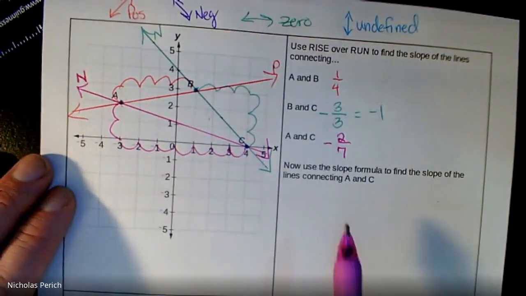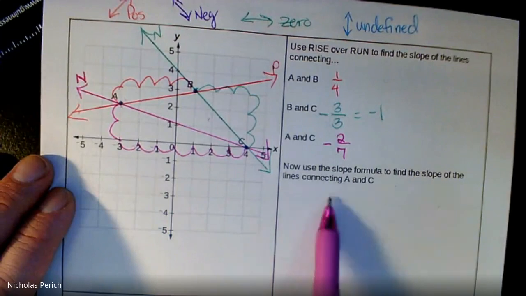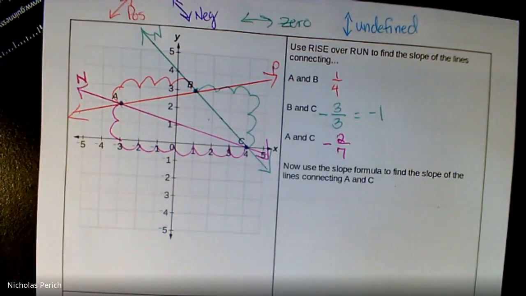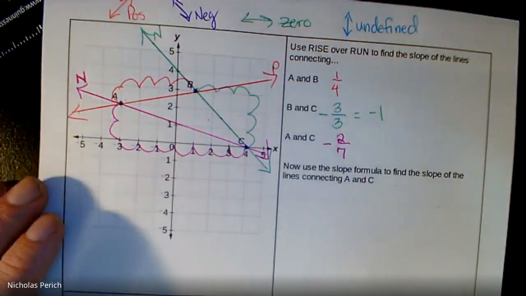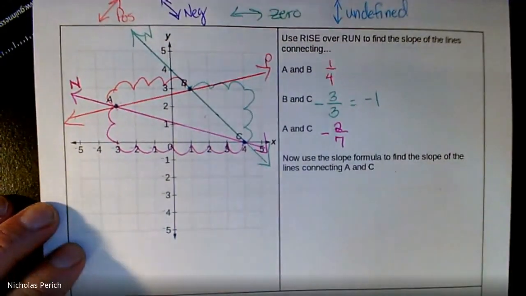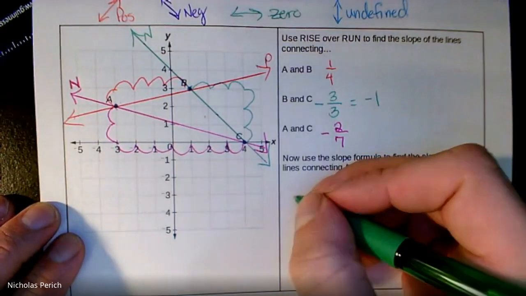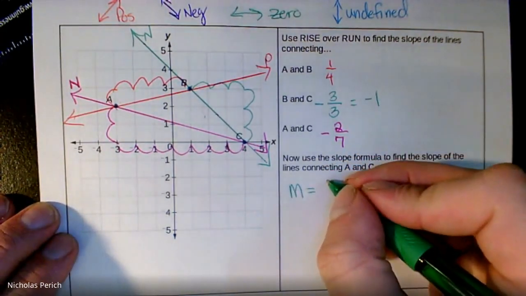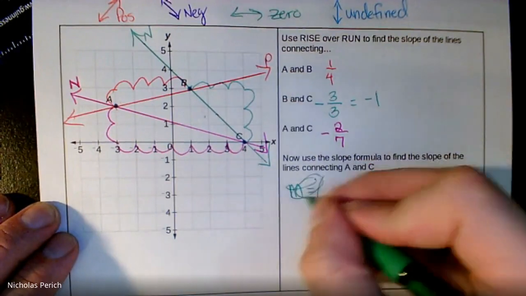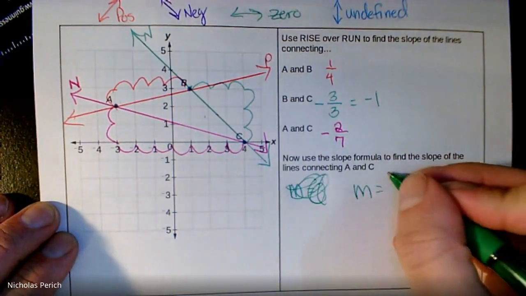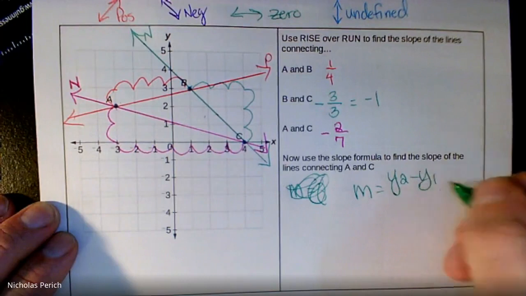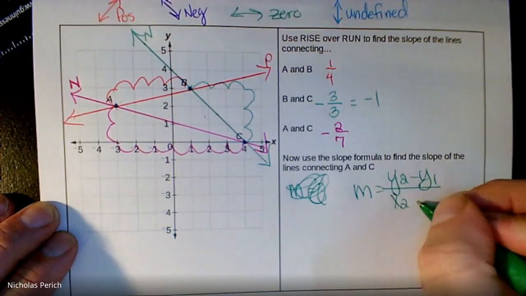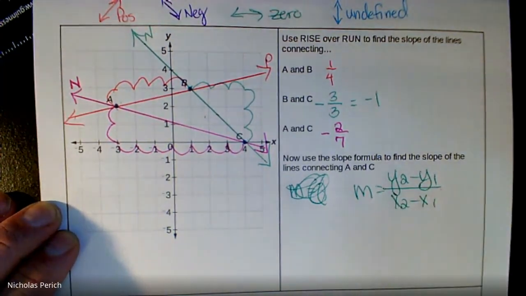Now use the slope formula to find the slope of the line connecting A and C. Great. So now I have to do the slope formula anyway. Good old slope formula. You are definitely going to see this on the quiz, so make sure you know the slope formula. And if you don't know the slope formula, look it up. The slope formula is y sub 2 minus y sub 1 over x sub 2 minus x sub 1.